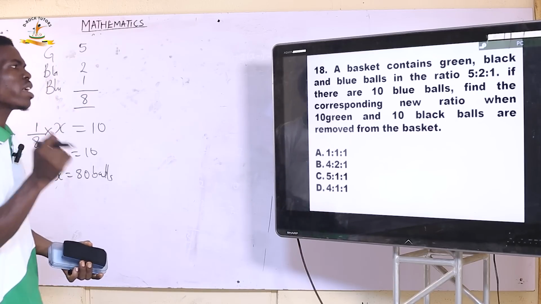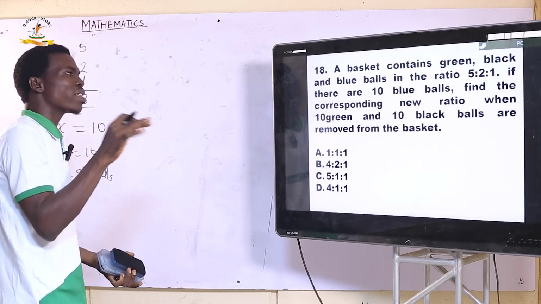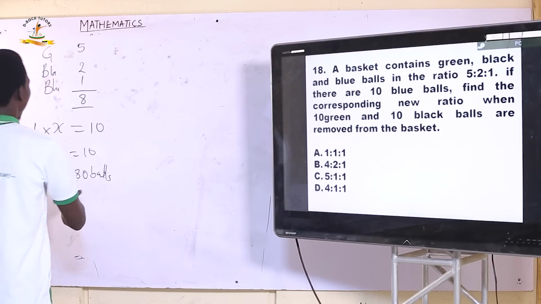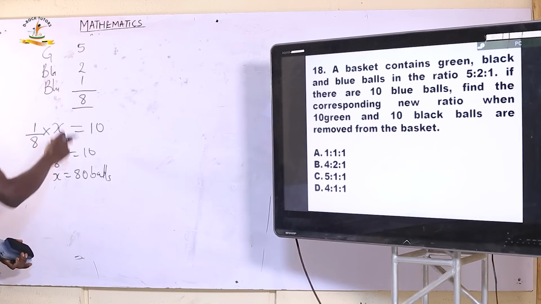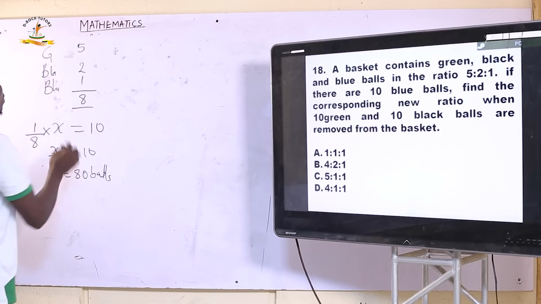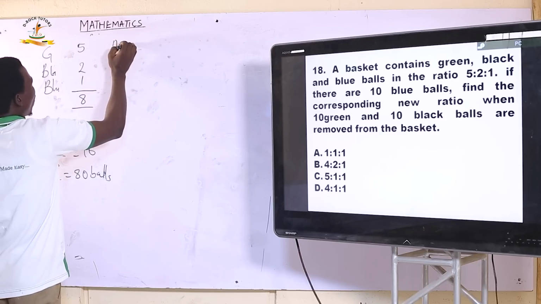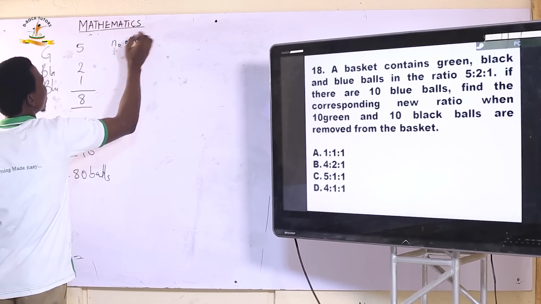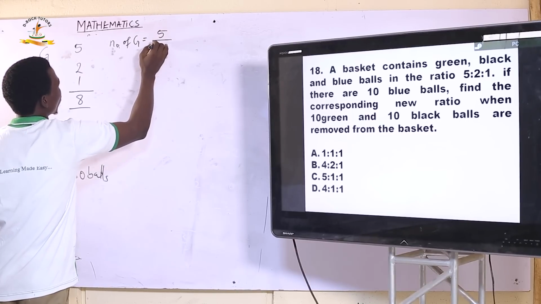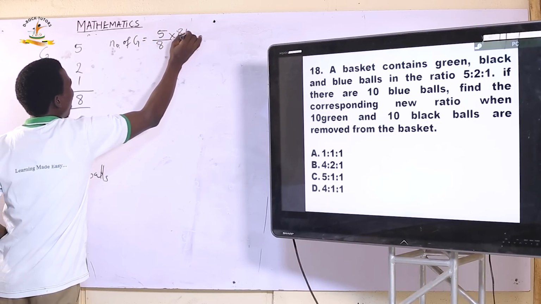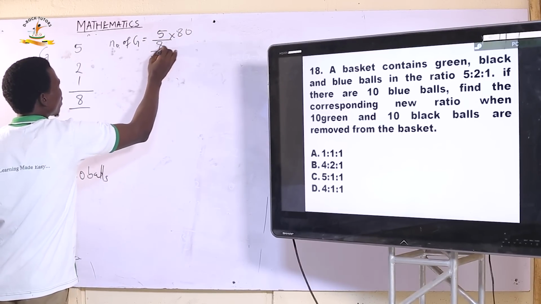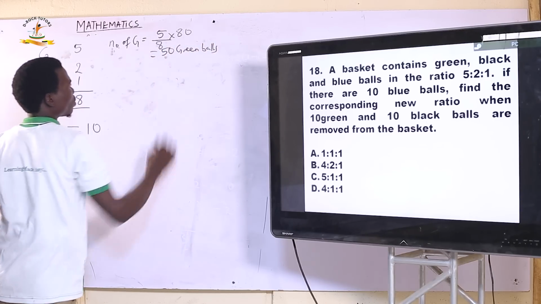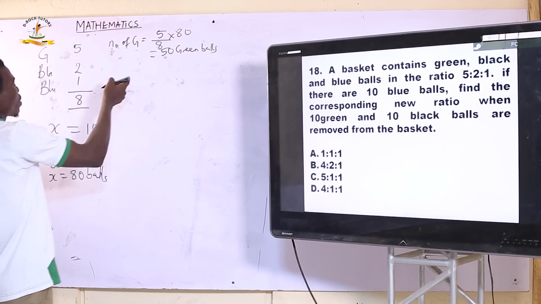And we go. It says the corresponding new ratio when 10 greens and 10 black balls are removed. And you ask yourself, if there are 80 balls, how many blacks do we have? How many green did we have? So number of green balls is going to be what? The ratio of green 5 to the total ratio 8 multiplied by what? Our 80. And this is simply what? 50 green balls. Then the number of black balls, you have 2 ways.